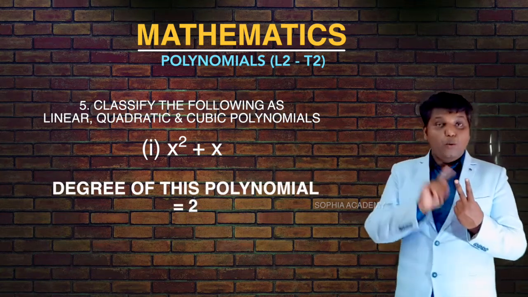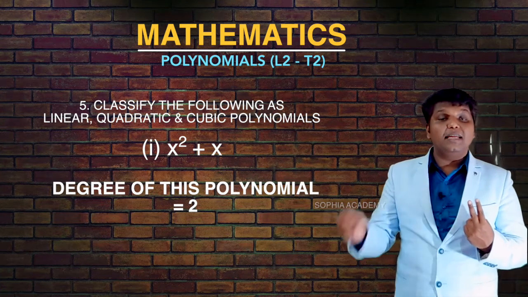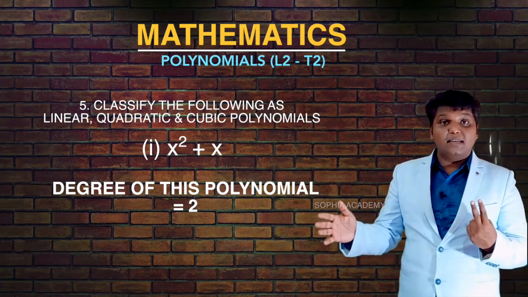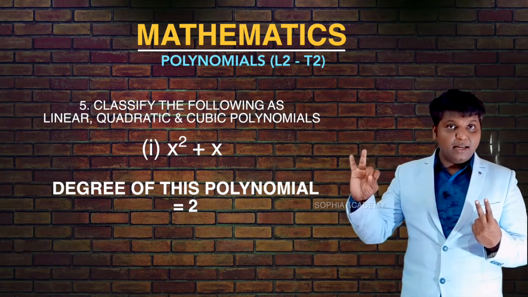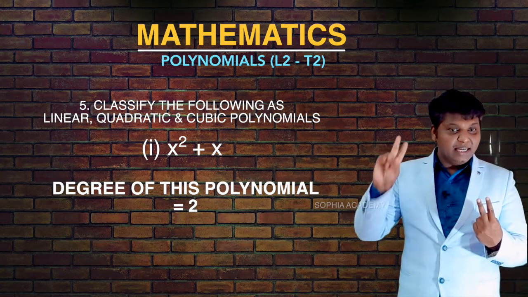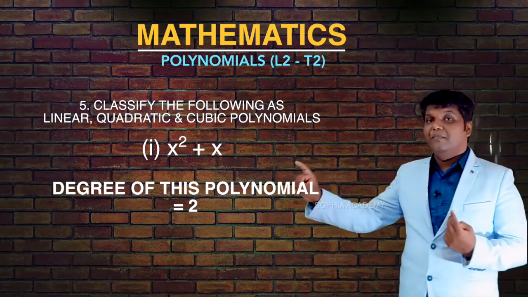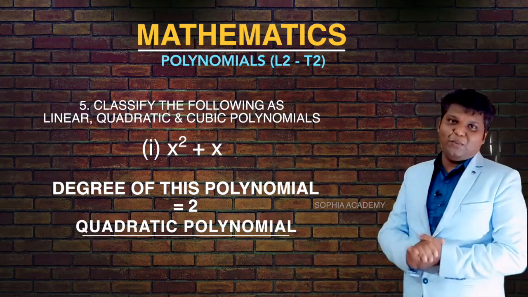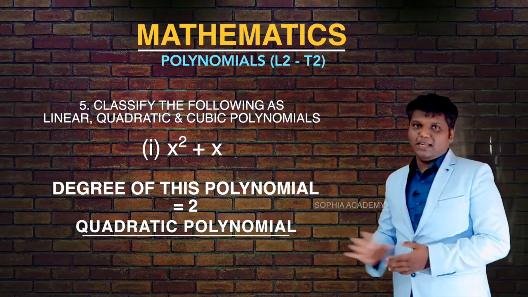Now tell me, if the degree is 2, what does it mean? In which category does it come? Is it linear? Is it quadratic? Or is it cubic? As the degree is 2, we will say it comes under quadratic polynomial. Right. So this is a quadratic polynomial.